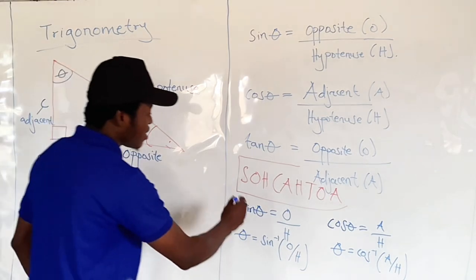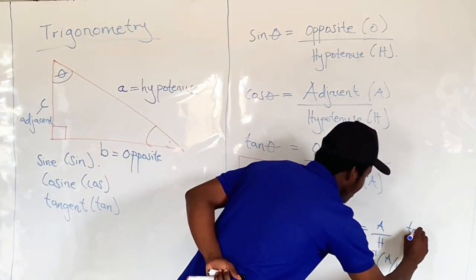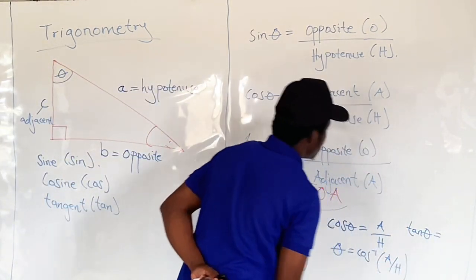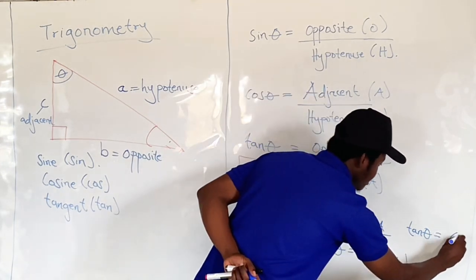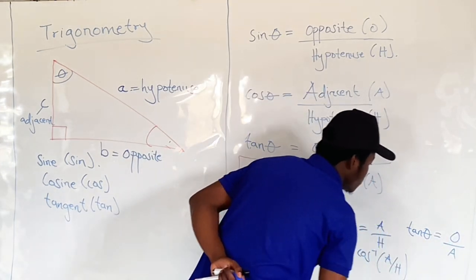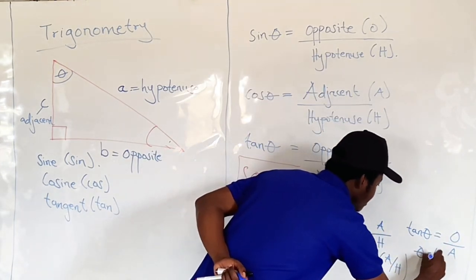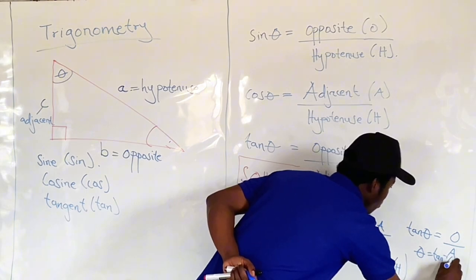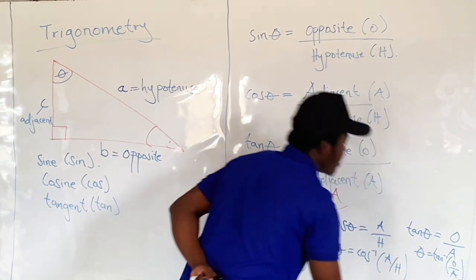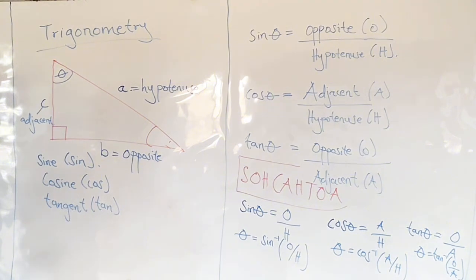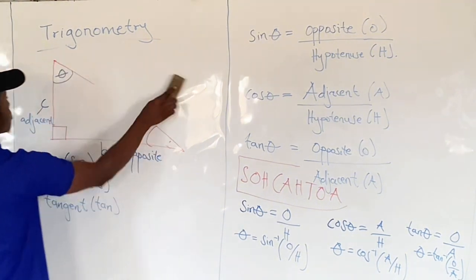Now, let's do the same for tan. Tan theta is equal to O over A. Then the angle theta will be equal to the tan inverse of O over A. We can always find the angle if we know the trigonometric ratio. Let's look at example 1.